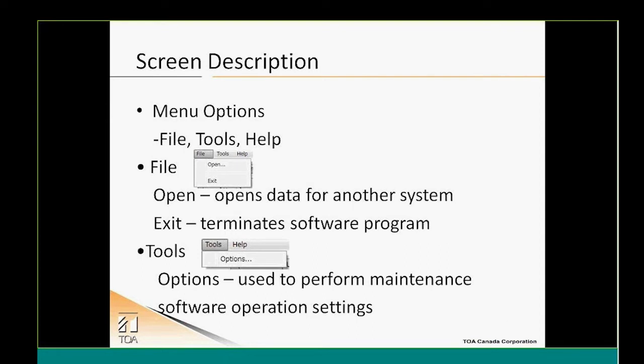Screen description. In the screen, you'll have three menu options available to you: File, Tools, and Help. Under the File menu, you have Open, which opens data for another system, or Exit, which terminates the software program. And under the Tools menu, you have your Options, which is used to perform maintenance software operation settings. I'll go into that a little more.